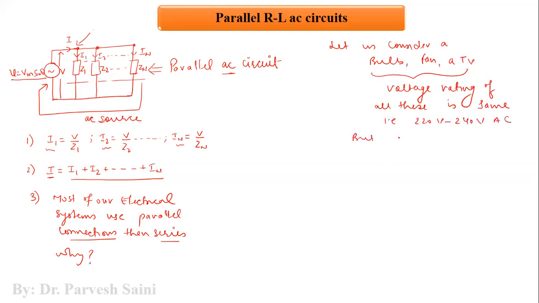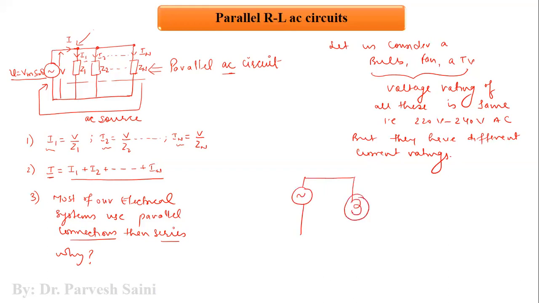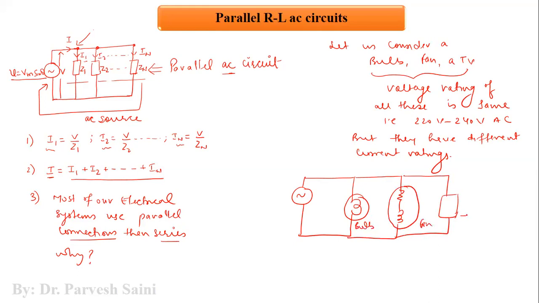But they have different current ratings. So we prefer to connect them in parallel to the AC source. Let us say a bulb will be connected first of all, and the fan will be connected. The fan is an RL load basically, so it will be connected like this. And then we have a TV basically. So bulb is there, fan is there, TV is there.